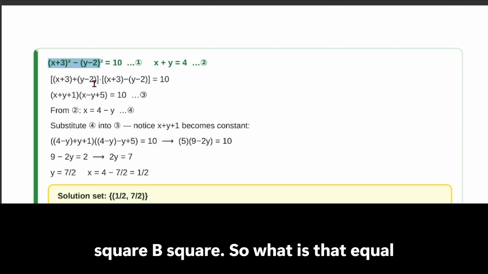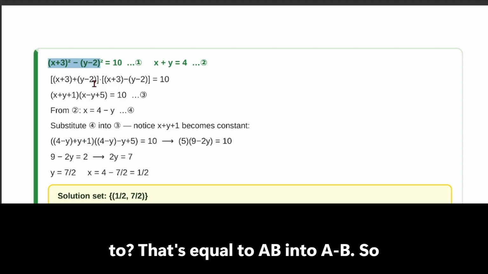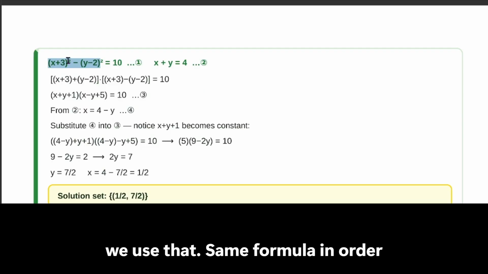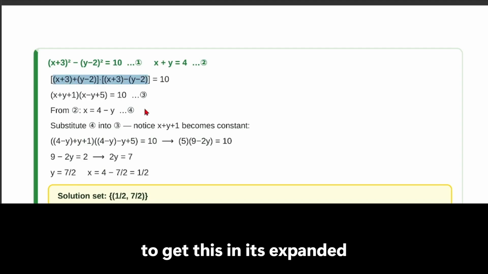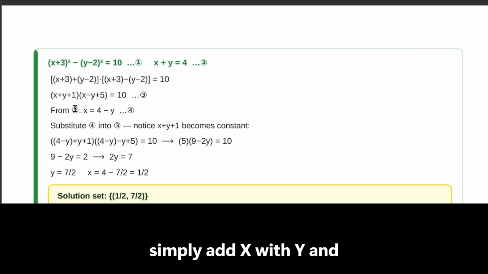So what is that equal to? That's equal to a plus b into a minus b. So we use that same formula in order to get this in its expanded form. So we get x plus 3 plus y minus 2 into x plus 3 minus y minus 2 is equal to 10. So now we can just simply add x with y and 3 with negative 2 to get x plus y plus 1, and same as for x plus 3 and negative y and positive 2, we get x minus y plus 5, which is equal to 10.